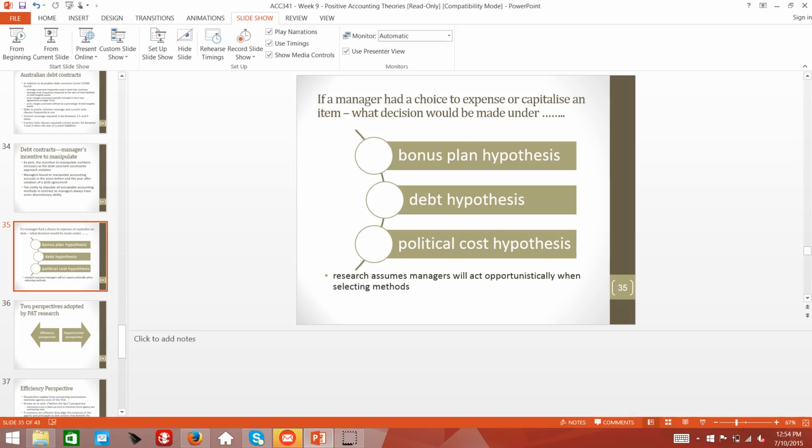If you wanted to make your bonus, what sort of decision would you make? If you were looking at breaching your debt contract with your bank, getting into a bit of trouble with your bank manager because of your level of debt, what would you be more likely to do? So have a think about that one.